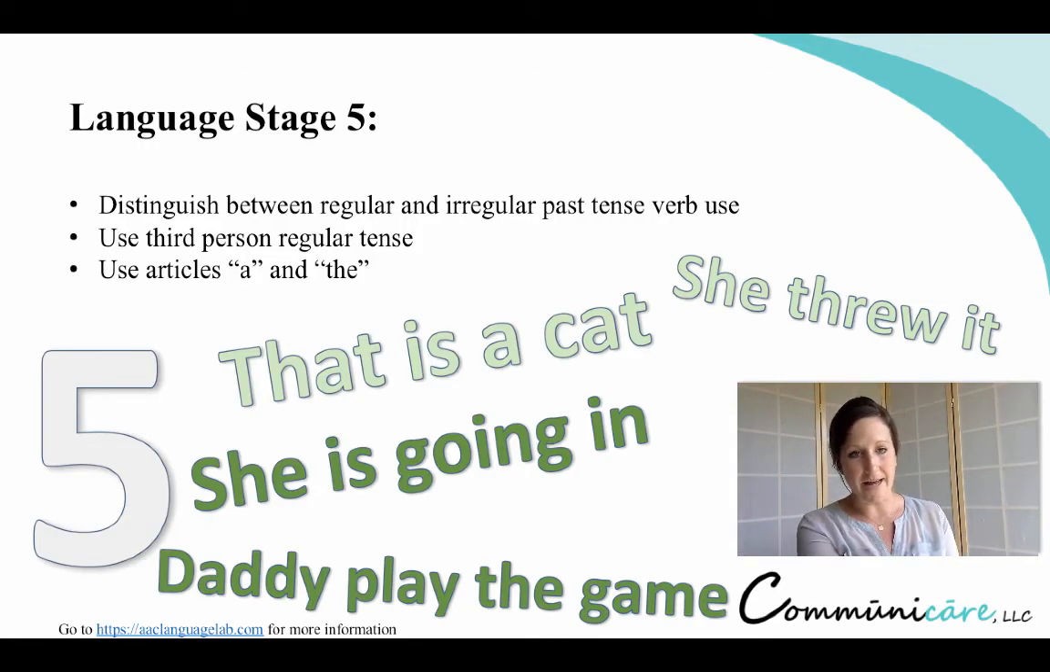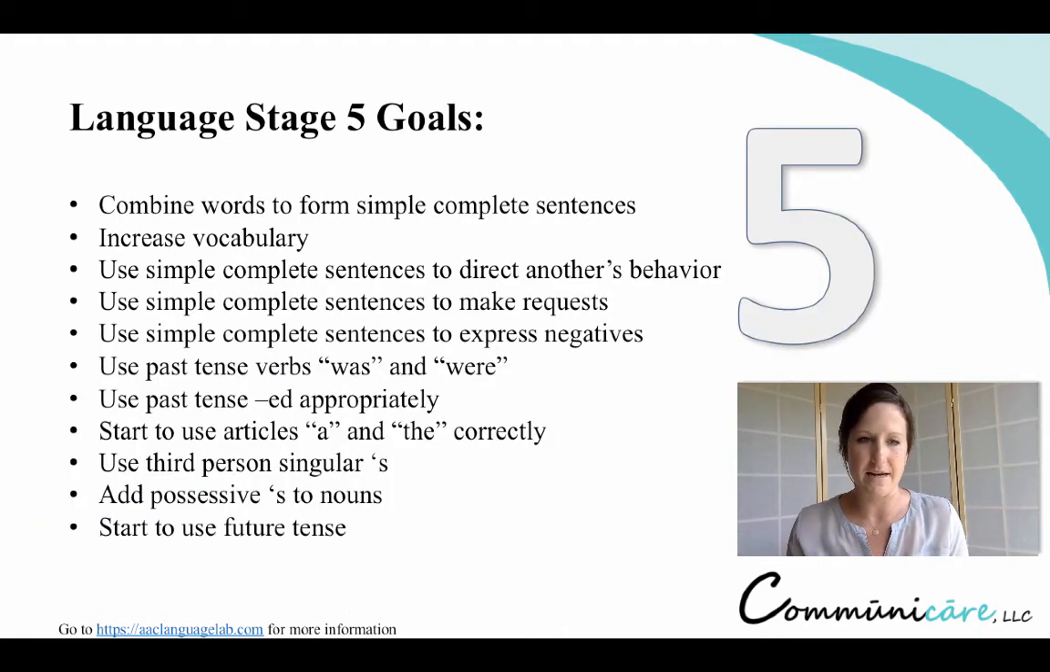Language stage 5. So the individual is now distinguishing between regular and irregular past tense verbs, using third person regular tense, as well as articles and the, so just fancier output really. That is a cat, she is going in, Daddy played the game, she threw it. So just sophisticated output. More sophisticated, I should say.